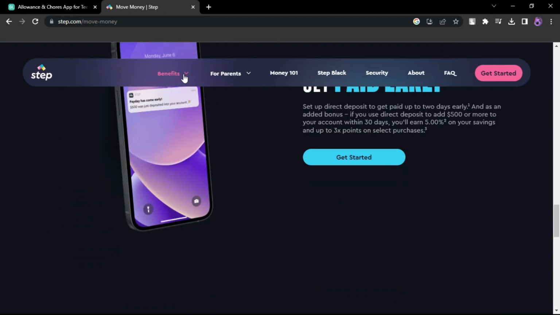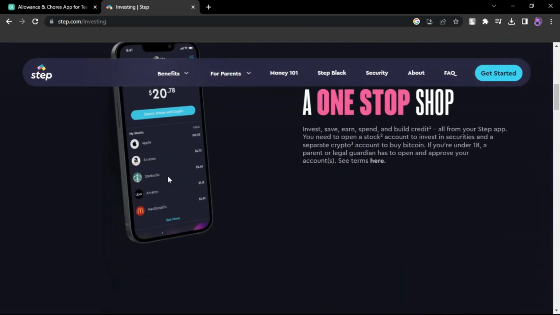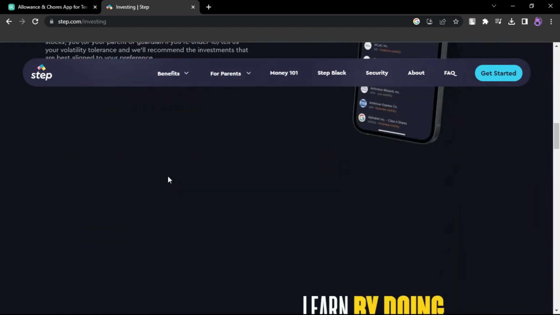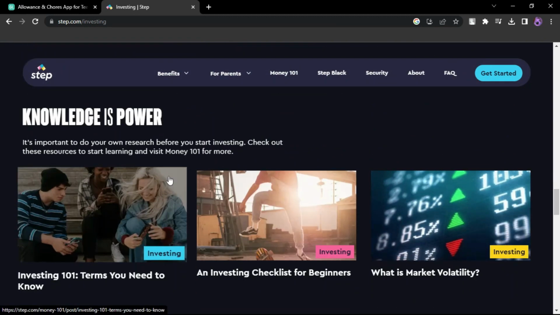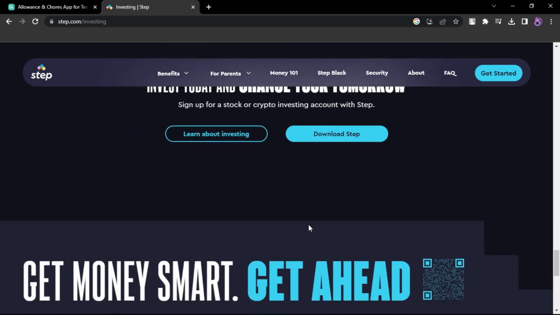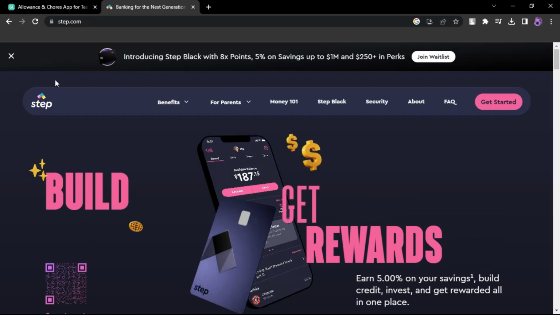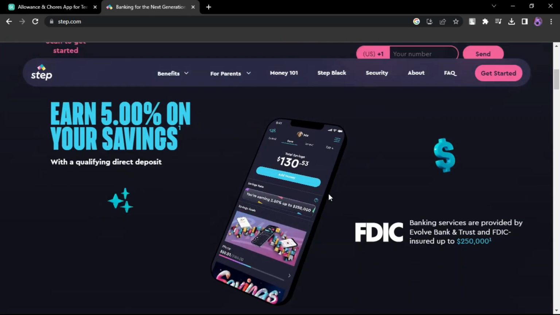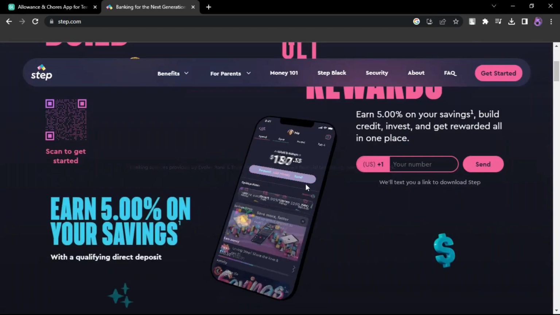The choice between Greenlight and Step depends on your priorities. Greenlight offers robust parental control, chore management, and savings features, but comes with a monthly fee. Step, on the other hand, is cost-effective, helps teens build credit, and provides a free FDIC-insured bank account. Consider your preferences, budget, and specific needs to make the right decision for your teen's financial education and management.